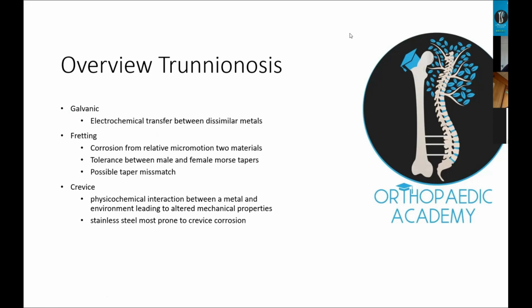What do we do when you put a hemiarthroplasty in, or you put the total hip head on? The first thing you do before you put it on is you give the trunnion a good clean to make sure there's no blood on it. That's to stop this sort of physiochemical reaction happening. Okay? Yes. So it's about making sure there's nothing on the taper.